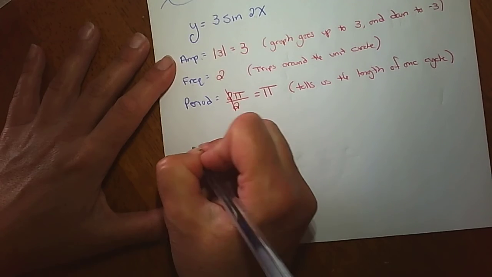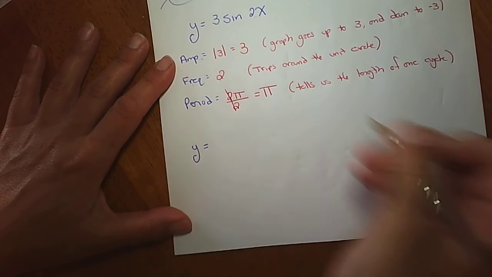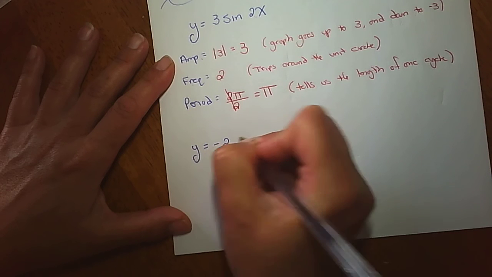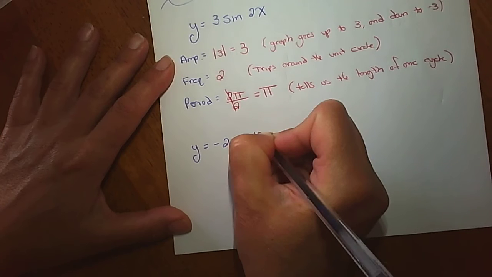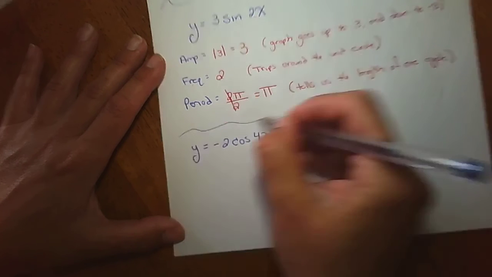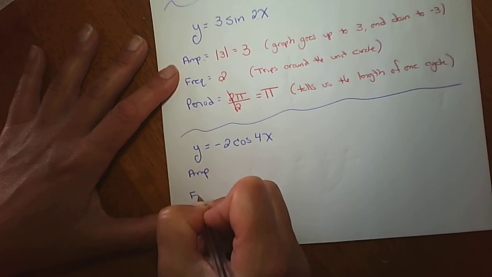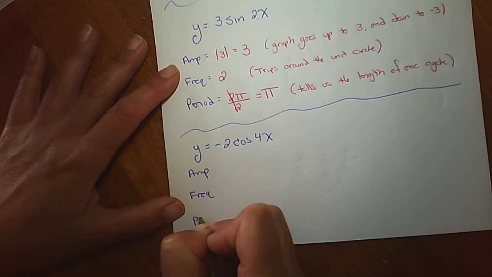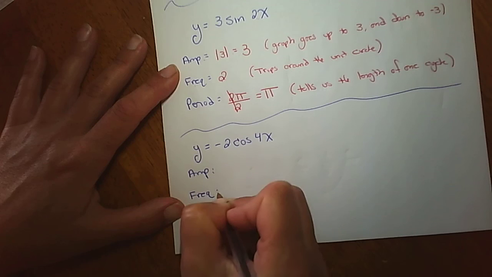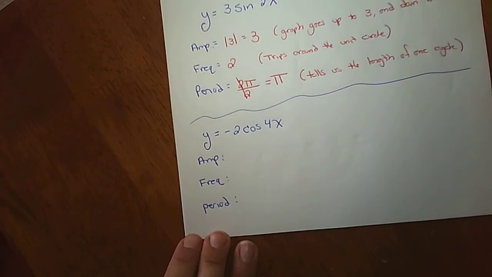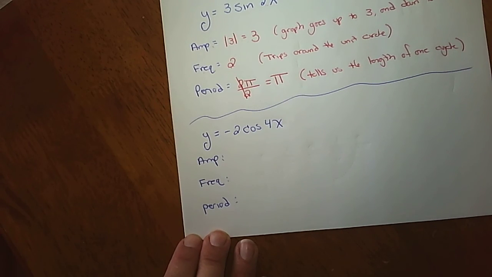Okay, so what if I give you y equals negative 2 cos 4x? Right? And I want you to find the amplitude, the frequency, and the period. Right? So take a minute and see if you can find those 3 things.